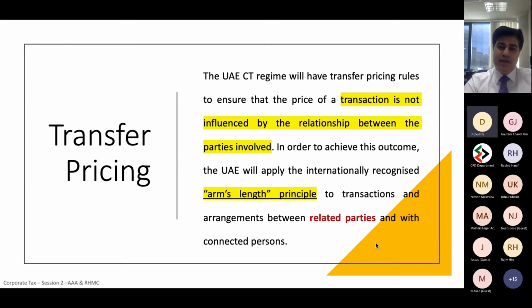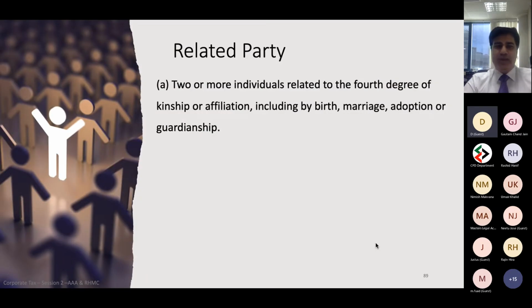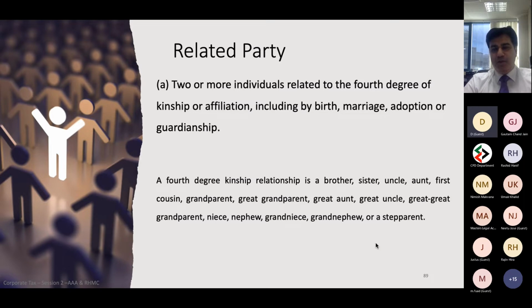So who are the related parties? Generally, it's used as a very small analogy, but this corporate tax is taking 4 degrees of kinship or affiliation. 2 or more individuals related to the 4th degree of kinship or affiliation, including by birth, marriage, adoption, or guardianship. Now you need to know who is the son of whom and who is the daughter of whom and who is the stepmother, stepfather, stepdaughter, stepson. So all those things have to be taken into consideration whenever you are doing any transaction which is not of a commercial value or where there's a discount being provided.